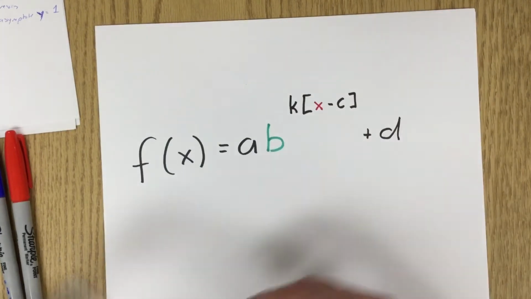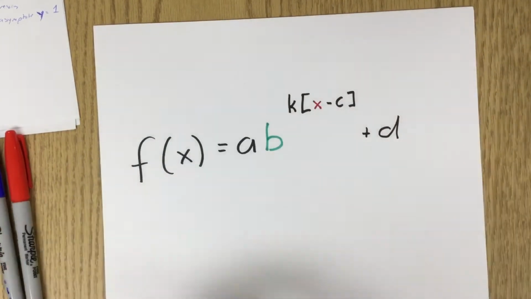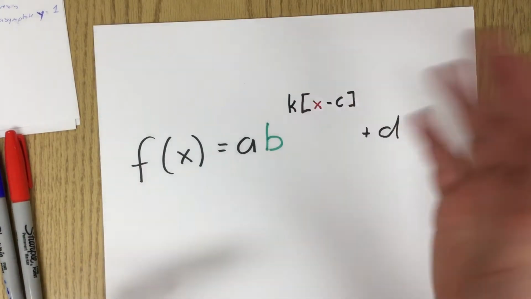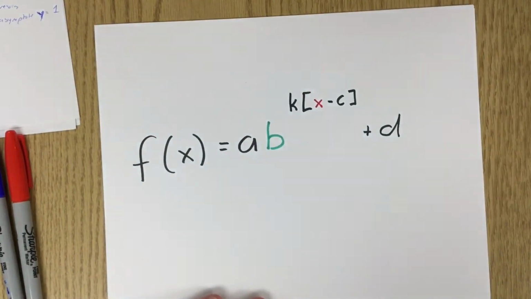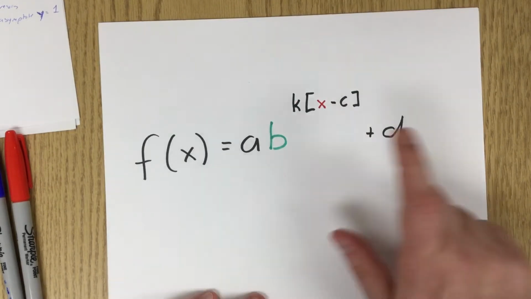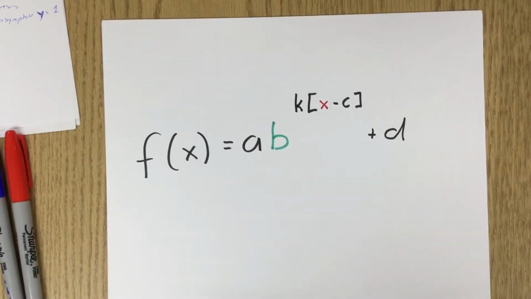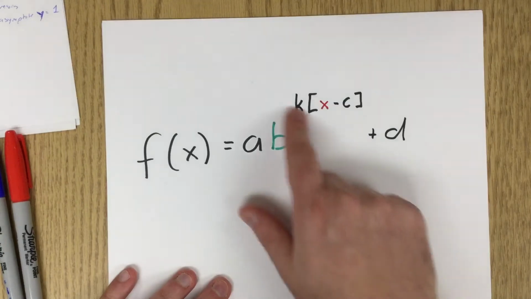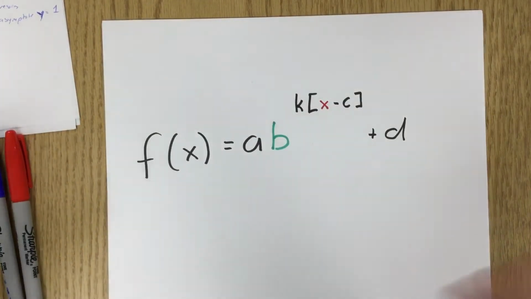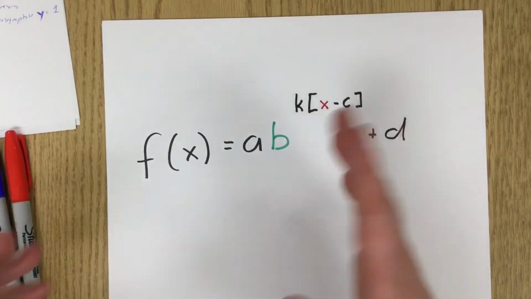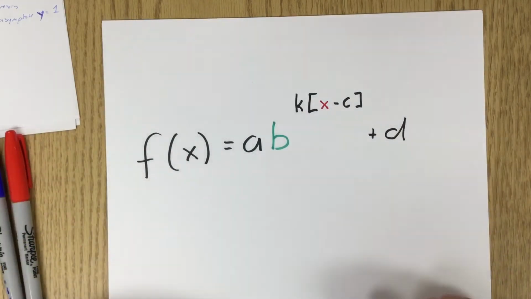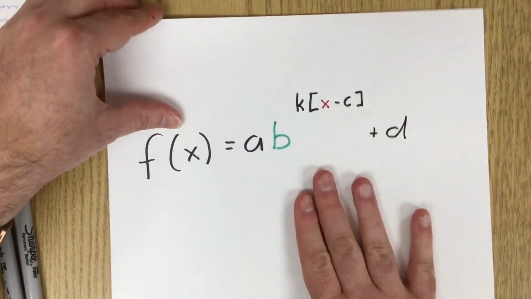The k is going to be the horizontal compression or stretch. And again, if it's negative, it's going to be a reflection over the y-axis. This will move it left or right. This will move it up or down. There's a b here, which is the base. Regardless of what the base is, whether it's 2 or 3 or 7, the base doesn't really change too much unless it's between 0 and 1 or above 1. Then it's different. So that's our overall thing.